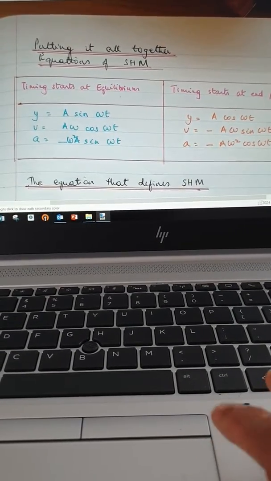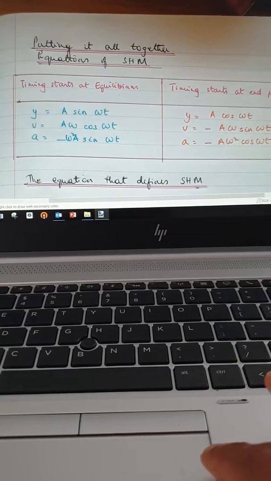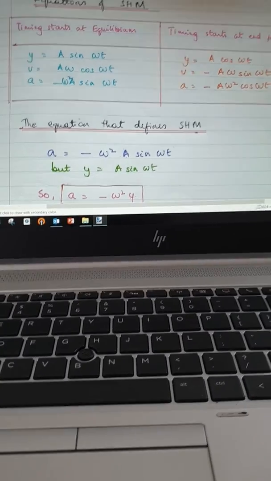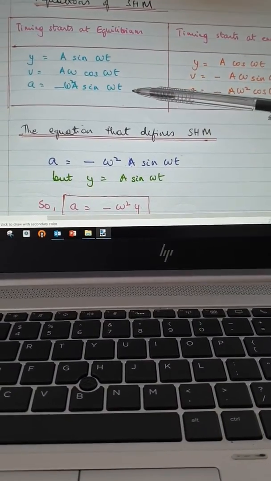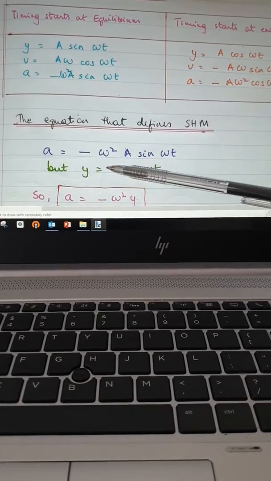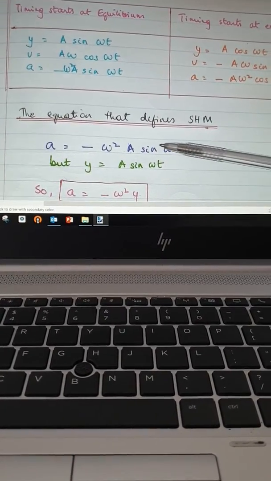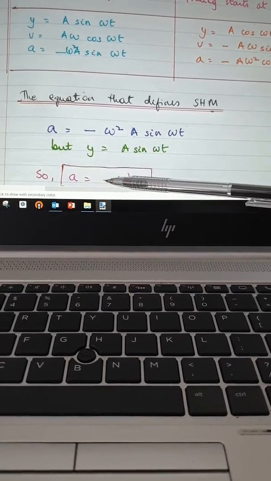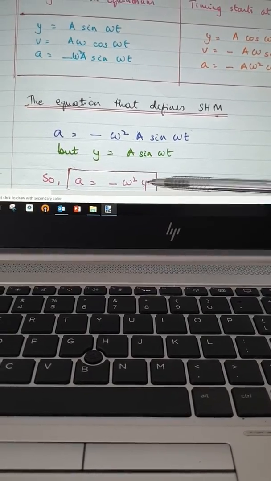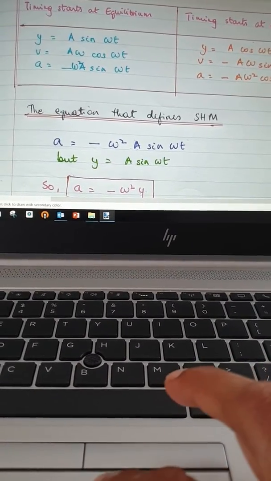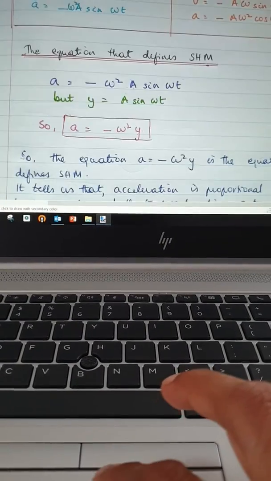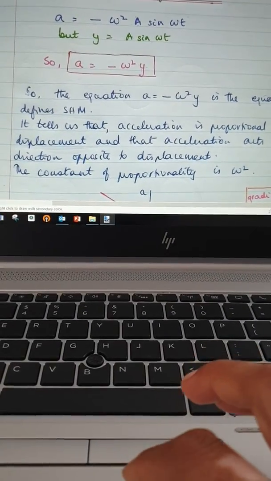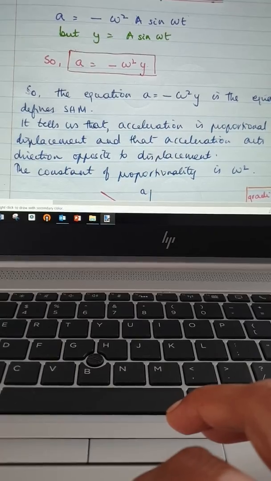The definition of simple harmonic motion has to do with the relationship between acceleration and displacement. If you look at the equation for acceleration from there, acceleration is negative omega squared a sine omega t, but this a sine omega t is y. So this equation actually becomes a is equal to negative omega squared y, and that is what defines simple harmonic motion. It simply means that acceleration is proportional to displacement and that it acts in an opposite direction. The negative sign implies opposite direction.